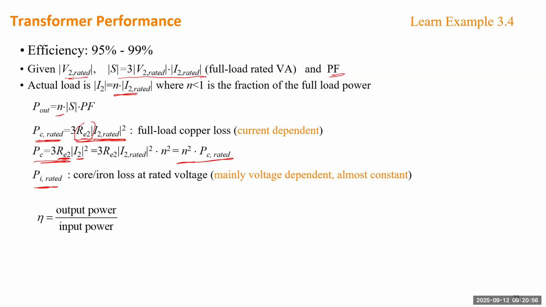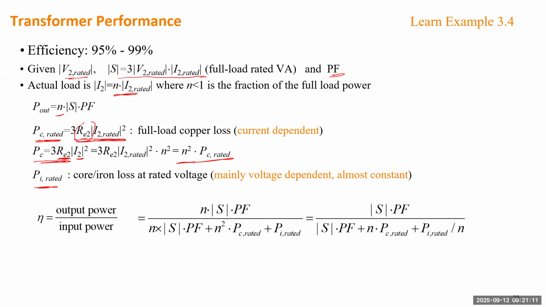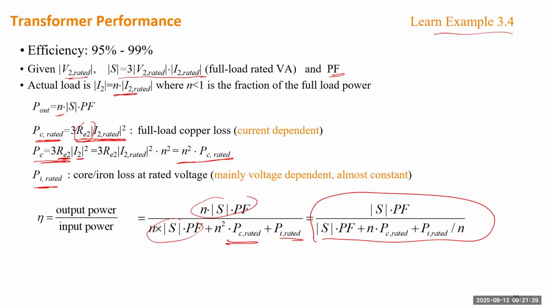So efficiency will be the actual power divided by the total power from the source. The total power from the source definitely needs to provide the output power, and also needs to compensate for the loss of the copper and also the iron. So this is the output power. You see the n just indicates the loading condition, and this is still the output power, and this is copper loss and iron loss. If you do some simplification, you will have this formula. There's an example 3.4 showing some calculation based on this formula.